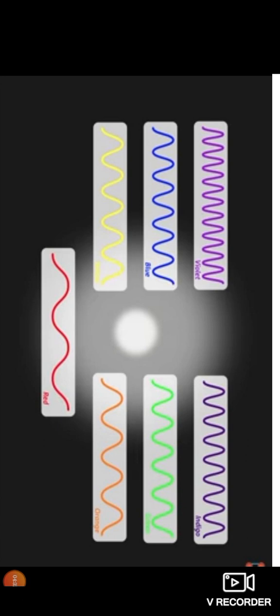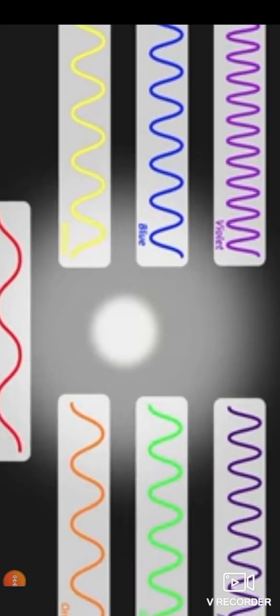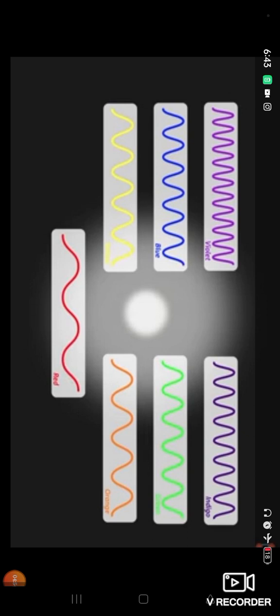You can see these rays are in the form of waves, and these colors have different wavelengths. If you check the length of each color's wave, the violet color wave is the smallest, and the red color wave is the biggest one actually. Violet has the smallest length.